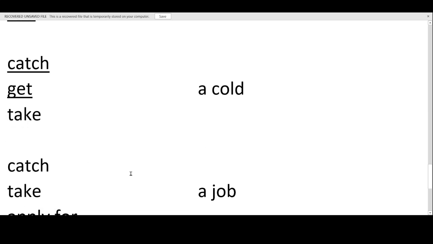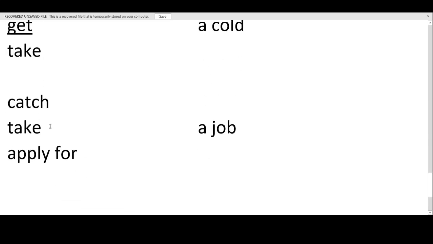Okay, cool. What about this one? Catch a job, take a job, or apply for a job. The only two that are possible are take a job and apply for a job. For example, I decided to take a job in London or whatever. I applied for a job in Mexico City. O sea, hice la aplicación. However, catch a job doesn't make sense.